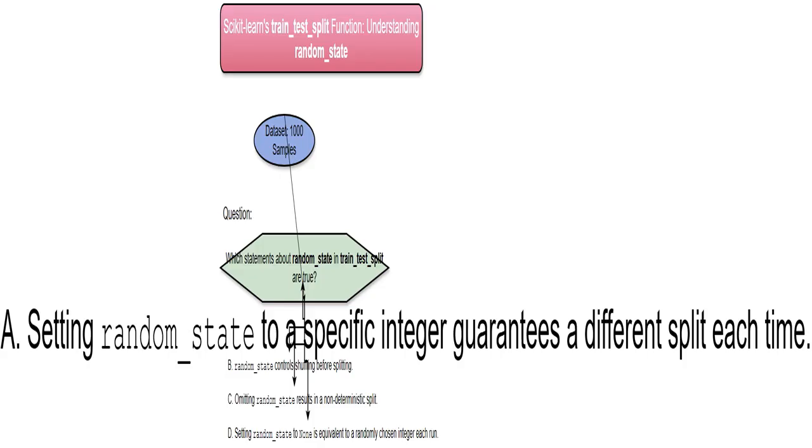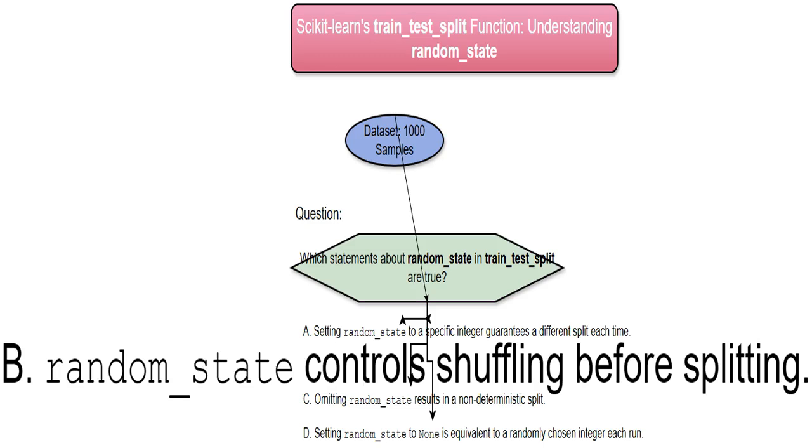This option explores the effect of assigning a specific integer value to _random_state. The key point is understanding whether this leads to a different split each time, or the same one. This statement directly addresses the role of _random_state in the data shuffling process before the dataset is split into training and testing sets. It probes our understanding of how _random_state affects this shuffling stage.